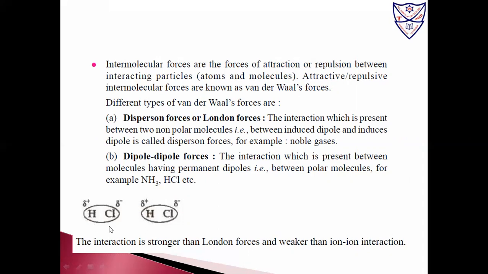The interaction which is present between the molecules having a permanent dipole, between the polar molecules. For example, we can take the example of ammonia, NH3, and HCl. So the interaction is stronger than the London force and weaker than the ion-ion interaction. Okay, stronger than the London force because the attraction is more, and weaker than the ion-ion because only the positive and the negative particles are interacting over here, right?